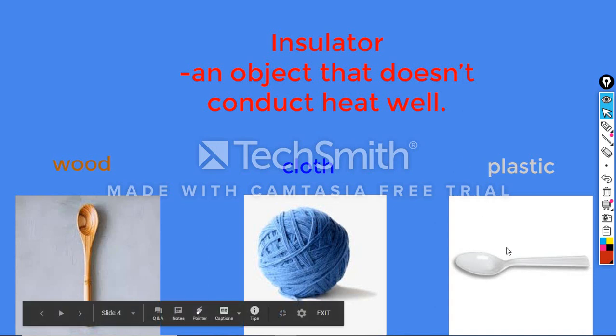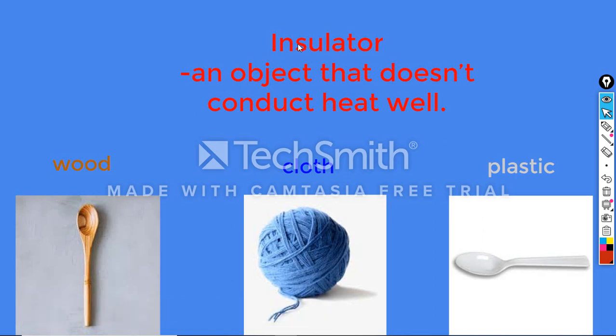Plastic is also not a good conductor, but it's a good insulator. So a lot of the hard plastics are now used as the handles on a lot of the pots and pans that we use for cooking now. So these are insulators. Insulators do not conduct heat well. That means the heat doesn't move through them very easily, as opposed to the metals or water.